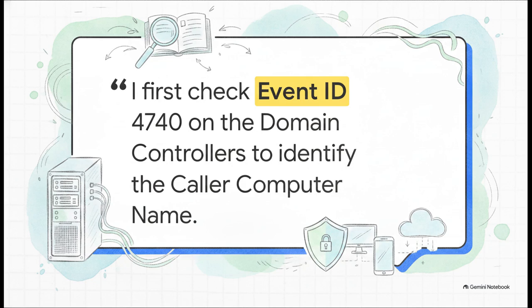You say, for frequent account lockouts, I first check event ID 4740 on the domain controllers to identify the caller computer name. Then, I investigate that machine for cached credentials, mapped drives, scheduled tasks, services, applications, VPN connections, and old sessions. I also correlate event IDs 4625, 4771, and 4776 to determine the authentication failure source.